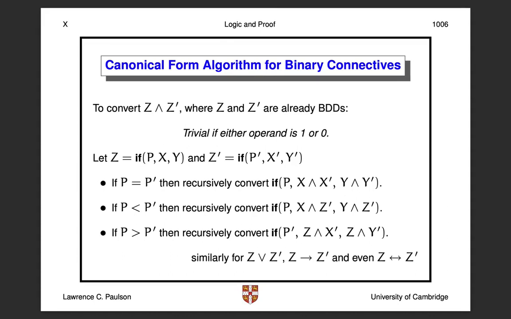So, what about binary connectives? And I should say, if you can't follow this, look at the examples later, because I accept this is totally impenetrable. But let's continue. Let's suppose we are trying to convert a conjunction to a BDD. By recursion, we have already converted both operands of the conjunction to BDDs. So namely Z and Z prime are BDDs, and we want to create a BDD representing their conjunction.